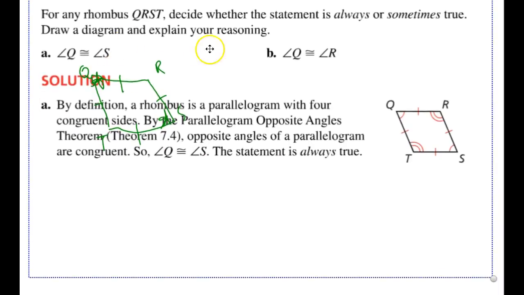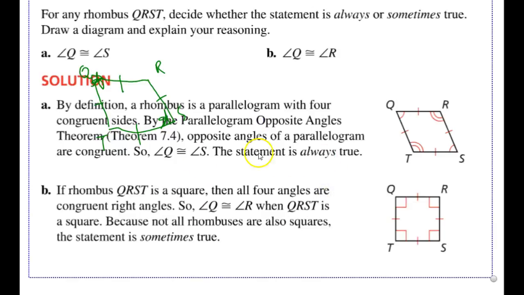So now let's look at part B. It's asking me about Q and R. So again, I can draw this, right? So if rhombus QRST is a square, then all my angles are congruent, right angles. So Q would be congruent to R if QRST is a square. But I know that not all rhombuses are squares. My rhombus could be something like up here, so I know it's not always true, but it is sometimes true.